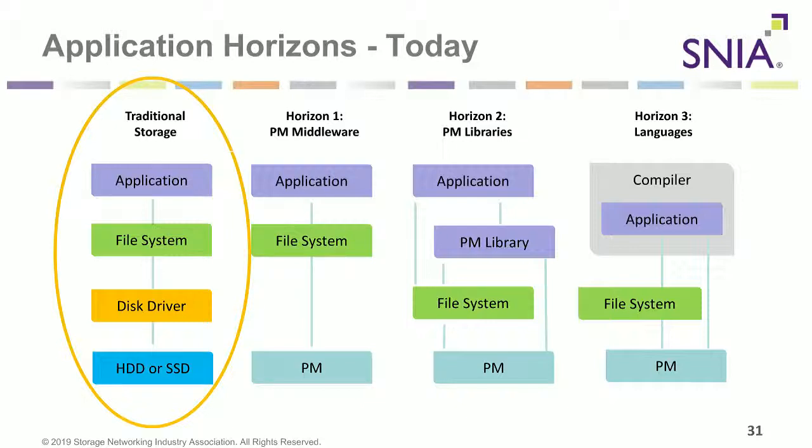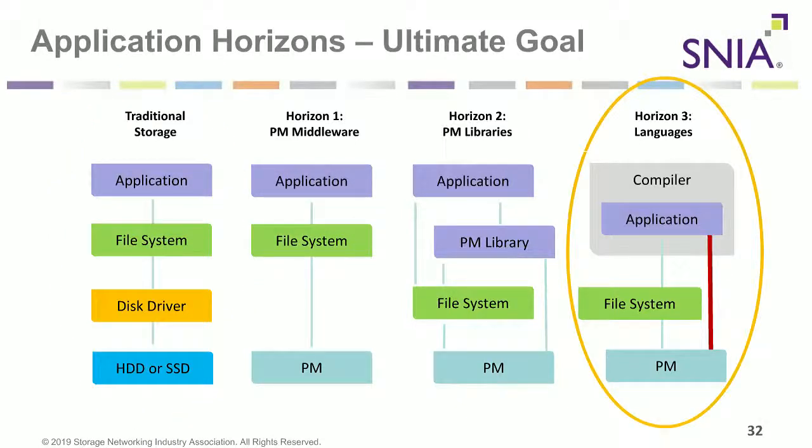But the end goal is going into Horizon 3, where the compilers are going to be able to access the persistent memory natively, like it's built into the compiler, like how you would do a malloc or something like that. This is exactly the slide talking about how you would be taking advantage of this directly from the application, wherein it's built into the compiler itself.